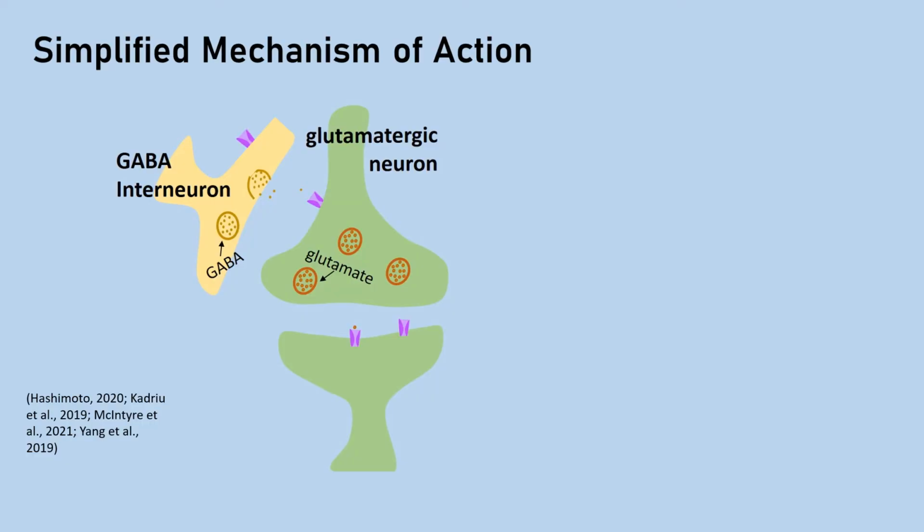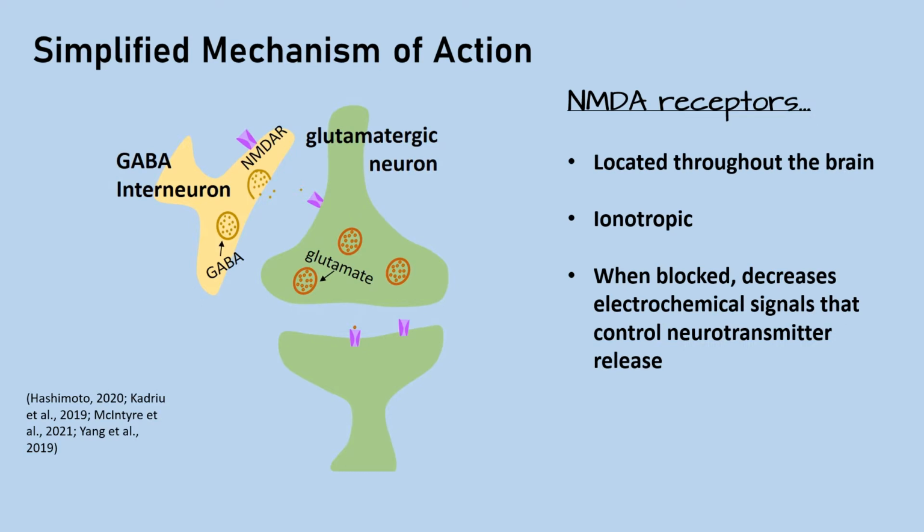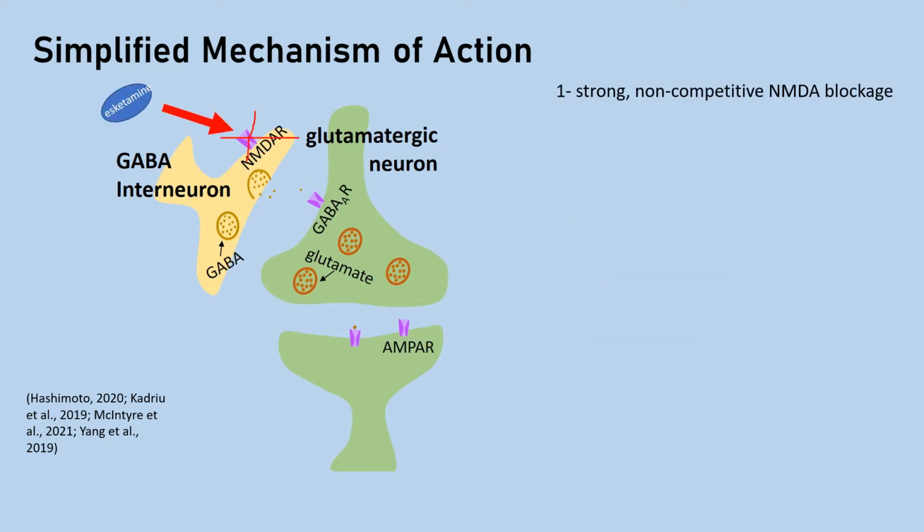Looking at the graphic here, you'll see a GABA neuron and a glutamatergic neuron. NMDA receptors are located throughout the brain, but here we see it just on the GABA neuron. It's an ionotropic receptor which plays a role in the electrochemical signals which control neurotransmitter release. When esketamine blocks the NMDA receptor on a GABA neuron, the result is decreased GABA release.